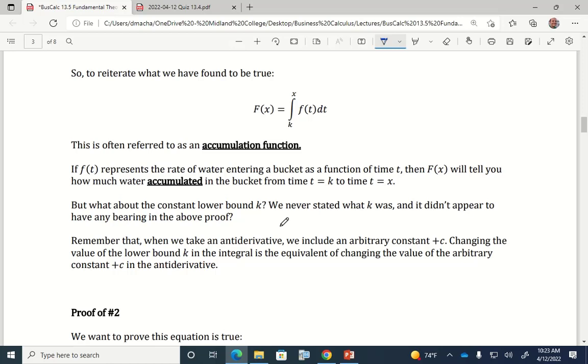And we also have this lower bound k, and we never really stated what k was in the proof, and it didn't really seem to matter what k was. But remember when we took an antiderivative? Taking the antiderivative of x gives you 1/2 x squared plus c. C was kind of an arbitrary constant. Now this k is kind of an arbitrary constant. And I can set these two things equal to each other because inside this antiderivative, I have a plus c somewhere.